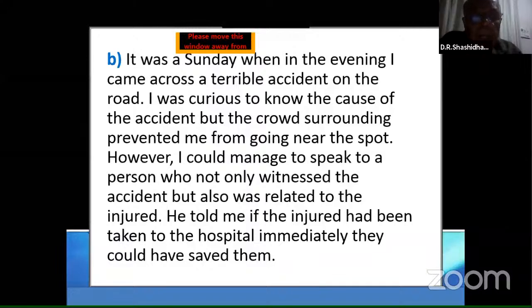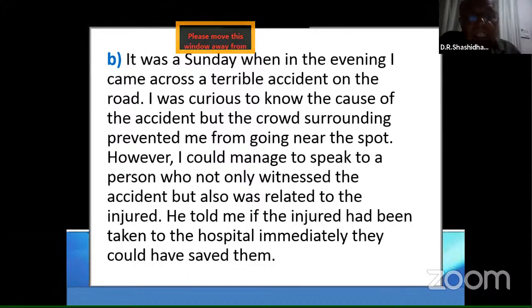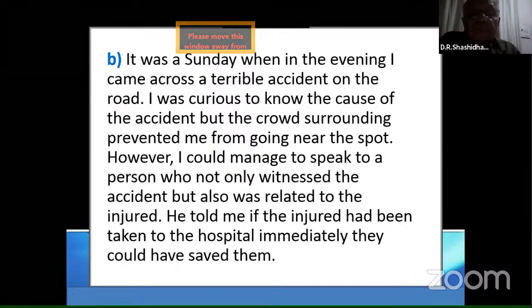Next also is complex. Which one is that? "He told me if the injured had been taken to the hospital immediately, they could have saved them." Yes, "he told me" is the main clause. "If the injured had been taken to the hospital immediately, they could have saved them" is the second, right. All right. Next one.